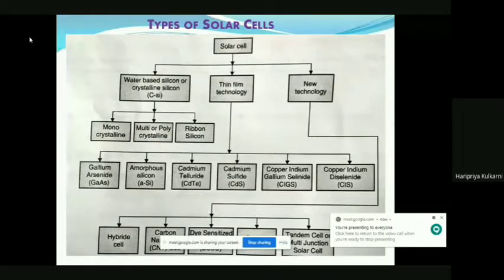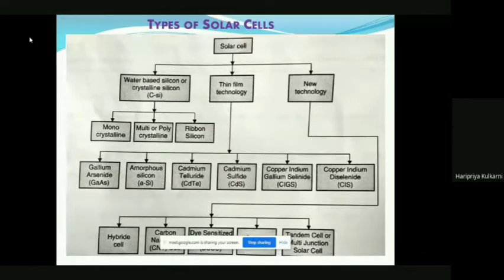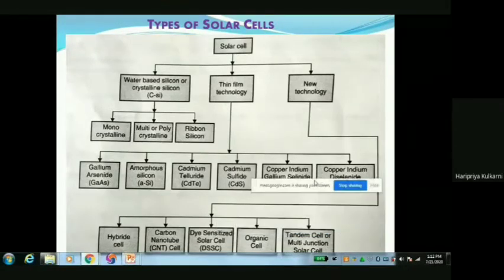Categories. The first one is wafer-based silicon or crystalline silicon. It is also called thick film technology, which is generally used everywhere. Almost 80% of the solar cells that we are using nowadays in India are silicon crystalline-based technology. The second type is the thin film type, and the last type is the new technology, wherein some development in the material has taken place and we have come to a reduction in the cost.